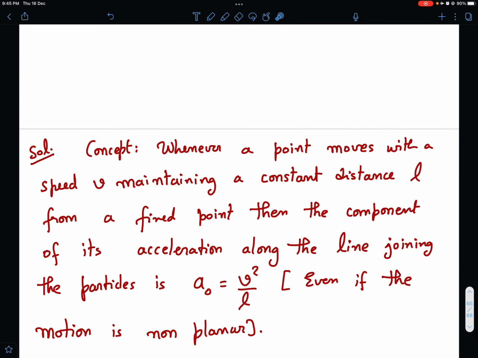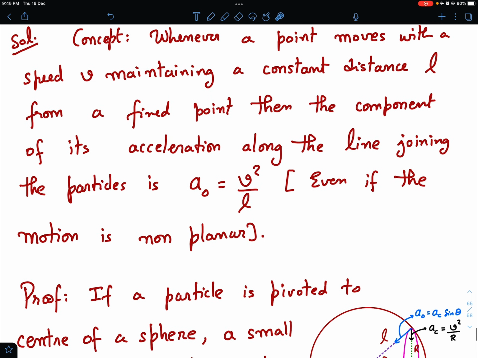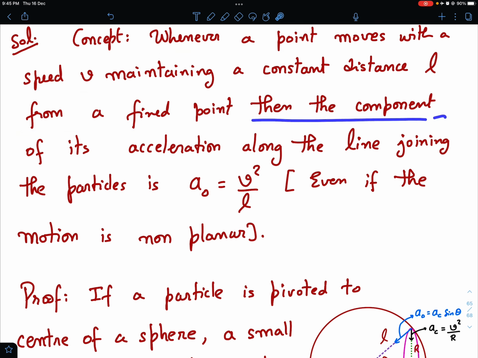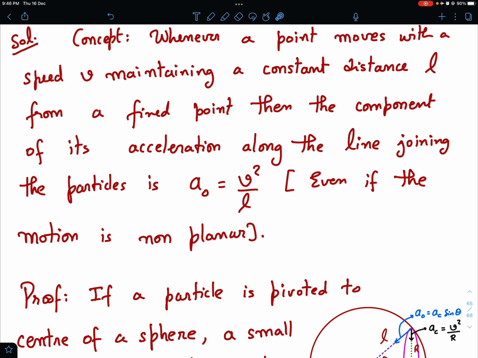So let's see. First of all, an important concept is involved in this problem, and let me prove and explain that concept. So what's that concept? Whenever a point moves with a speed v maintaining a constant distance L from a fixed point, then the component of its acceleration along the line joining the particles is a naught equal to v square by L. So what do I mean by this?